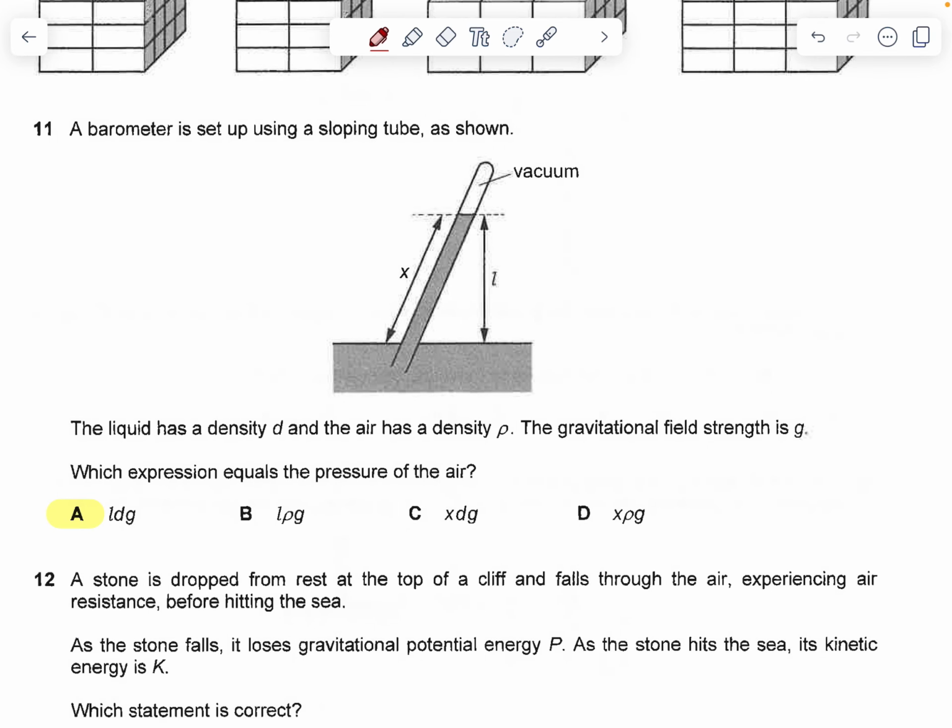Question 11. A barometer is set up as shown. So the liquid has a density rho of D. The air has a density of small p. The gravitational field strength is G. What is equal to the pressure of the air? So we use the formula small p equals h rho g. The h here is not x, not the slanted height, but the vertical height, which is L. Rho, we use the density of the liquid, D. G is just G. So the answer is A.